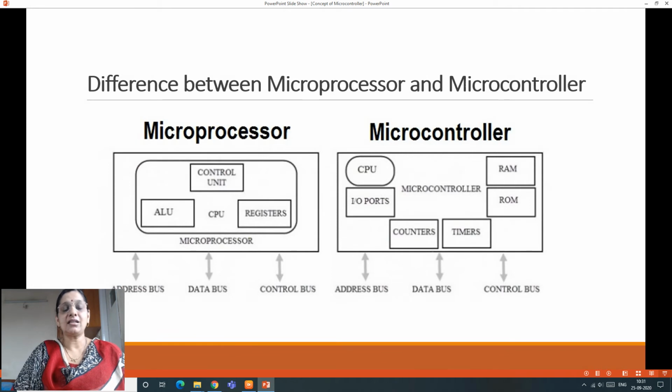As discussed, a microprocessor is a CPU on IC. It has arithmetic logic unit, control unit, and internal registers. A microcontroller has CPU, and apart from CPU, it also has RAM, ROM, input output ports, timers, counters. Both these ICs are connected to external world with the help of address, data, and control bus.